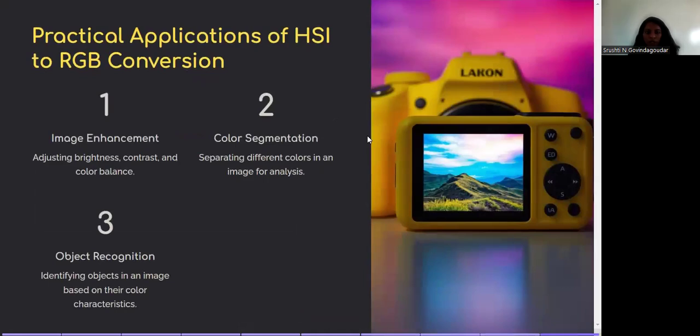Practical applications of HSI to RGB conversion. Image enhancement: adjust the brightness, contrast, and color balance. Color segmentation: separate different colors in an image for analysis. Object recognition: identifying objects in an image based on their color characteristics.